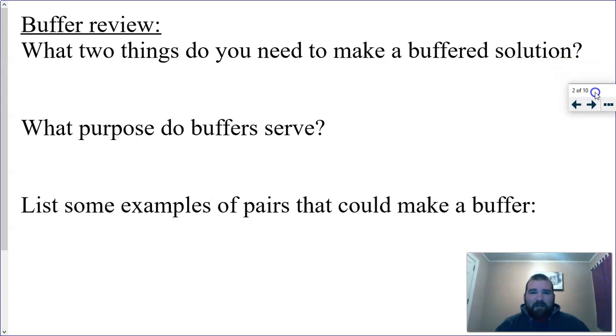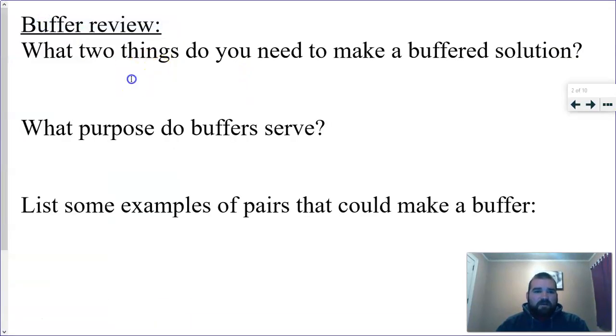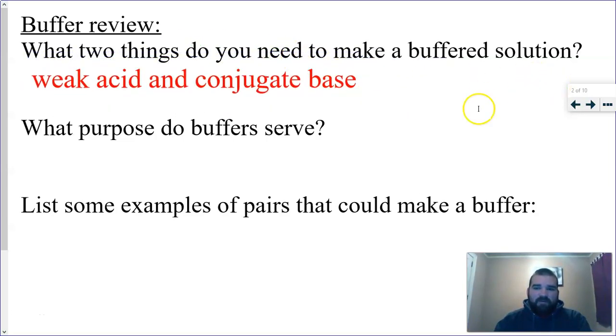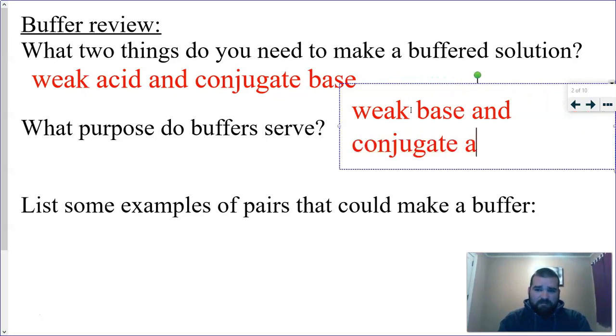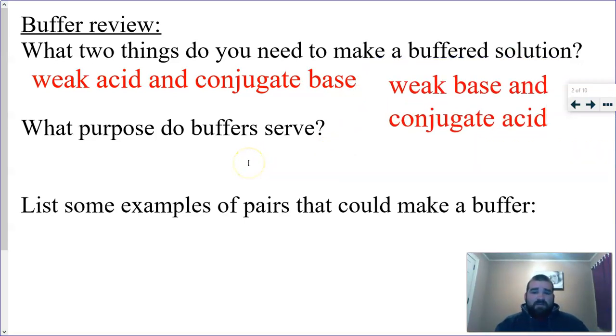So, buffer review. What two things do you need to make a buffered solution? The two things you need are a weak acid and its conjugate base. More often than not, when we're talking about buffers, that's what we're talking about. We are using weak acids for buffers almost always. But you can also make a buffer with a weak base and its conjugate acid. Either of those is what you need. Again, you cannot use something strong. I mentioned this yesterday, but you can't use a strong acid or a strong base to make a buffer. It doesn't work. It absolutely must be a weak acid or a weak base.